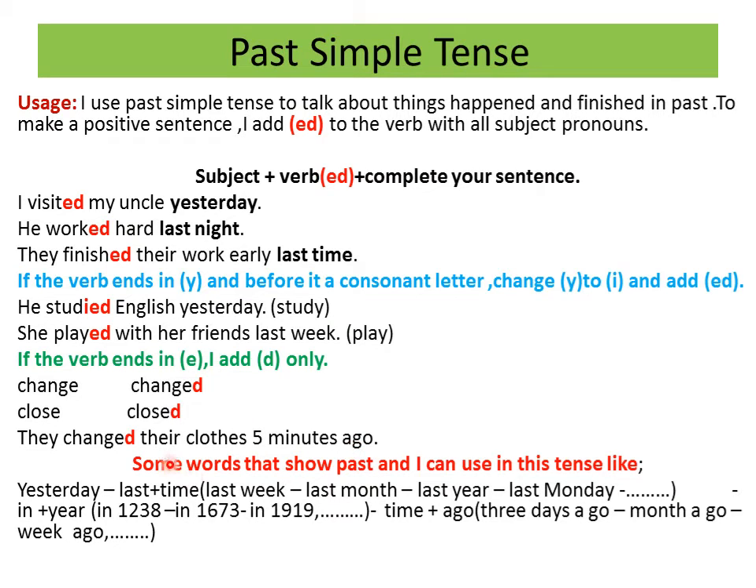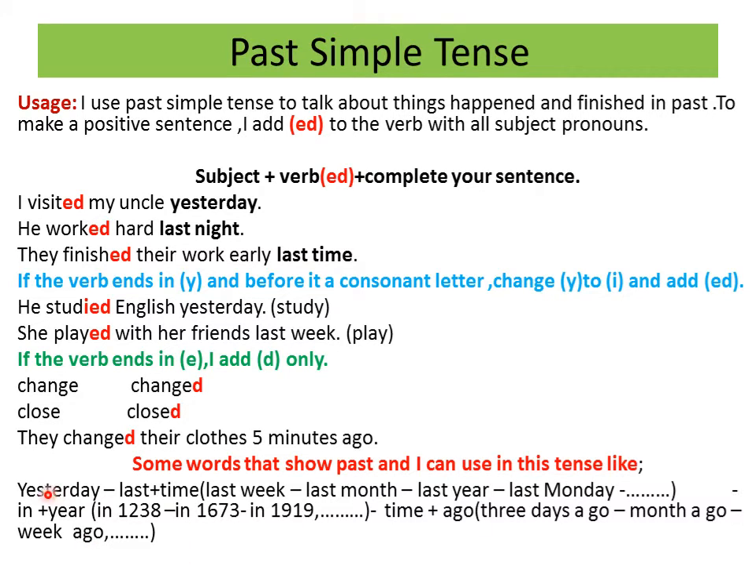We have some words that we can use to show past. Like what? The word yesterday, or last time. You can say last week: last plus time. Last week, last month, last year, last Monday, last weekend. In plus year: in 1238, in 1673, in 1919. All these years are past. Or time plus ago, like 3 days ago, month ago, week ago.